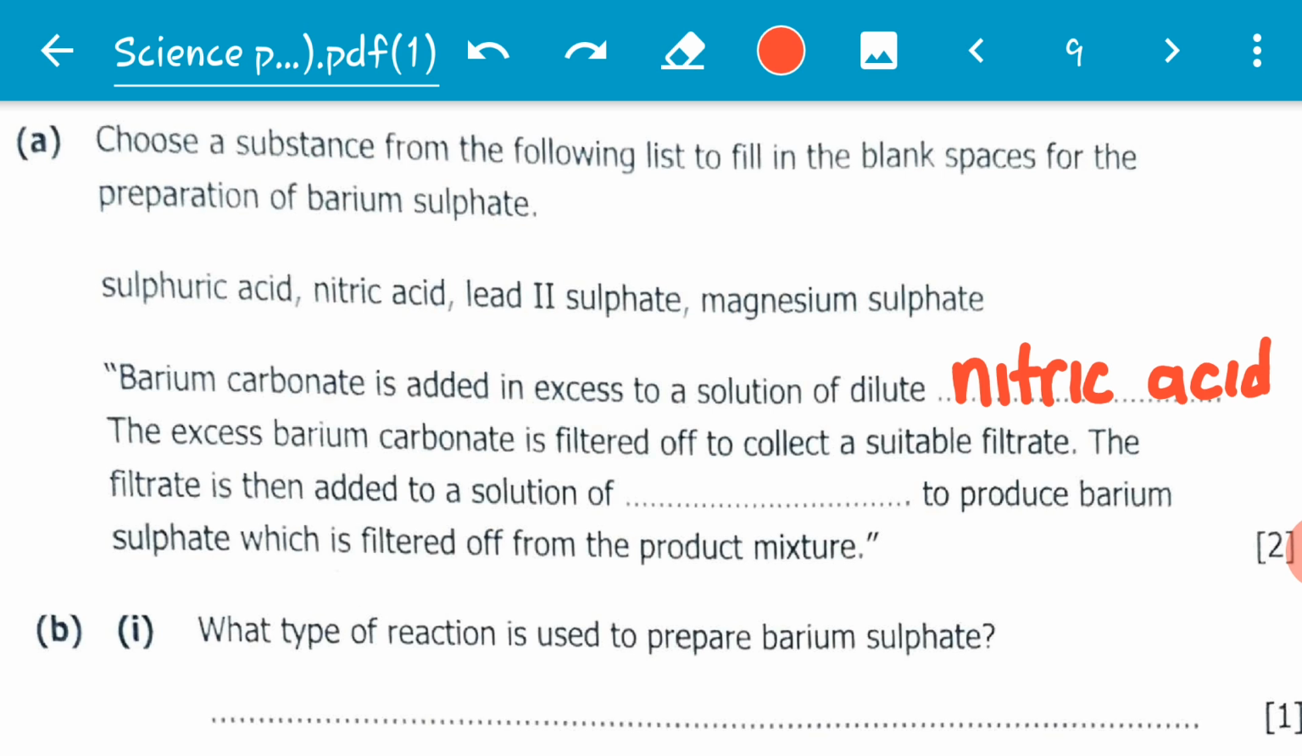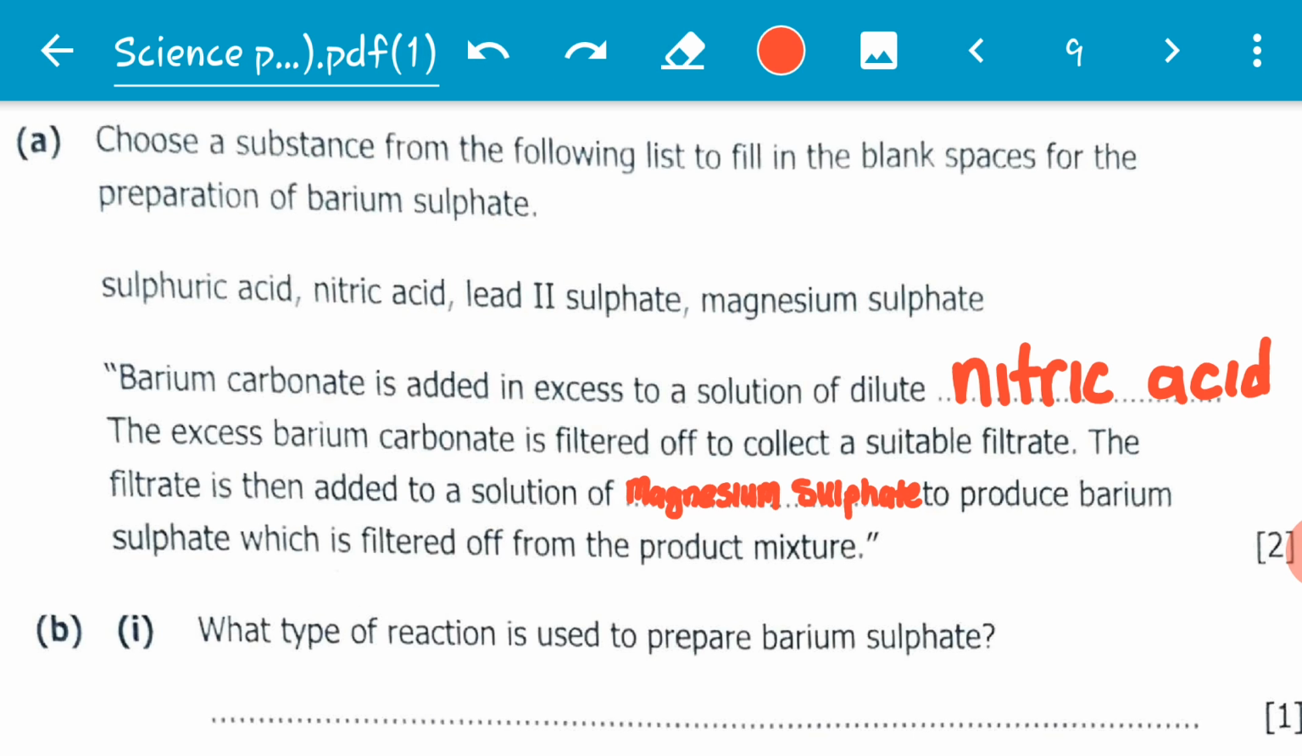Two from the list are acids, two are salts. But lead-2 sulfate is insoluble, while magnesium sulfate is soluble. So we are going to use magnesium sulfate instead of lead-2 sulfate. So we're going to add magnesium sulfate.